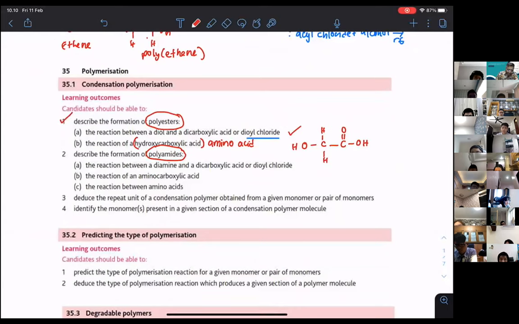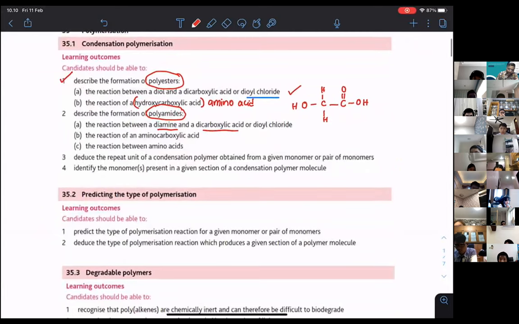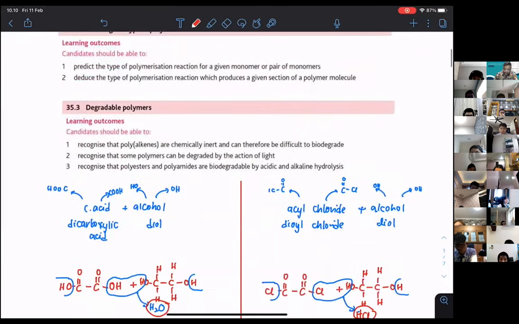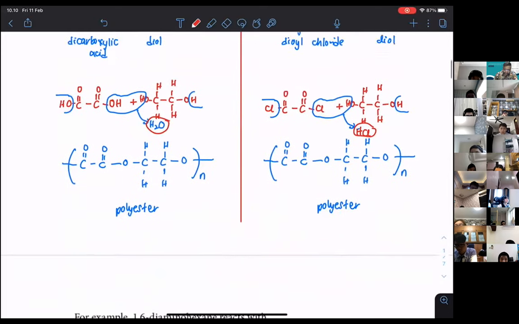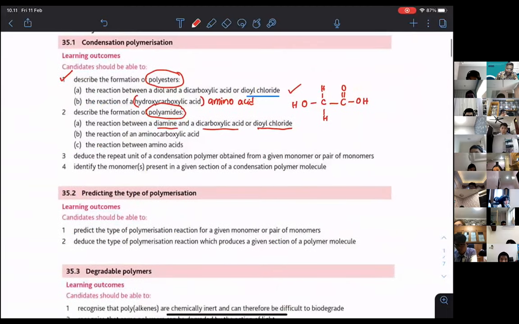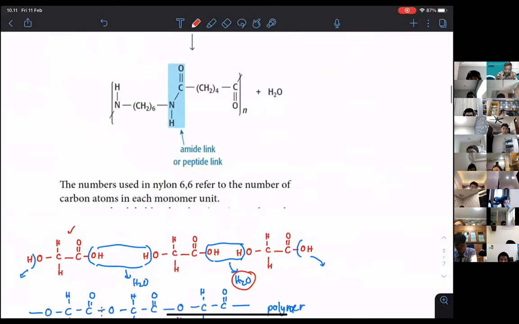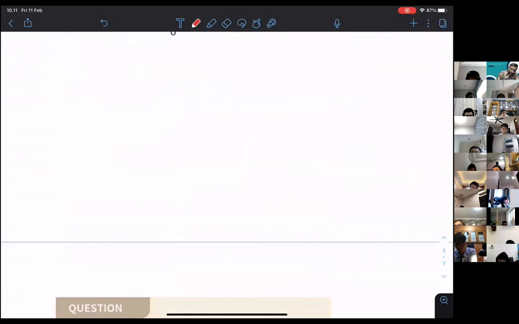And this one, between diamine and dicarboxylic acid, is done also. Diamine and dicarboxylic acid or the diol chloride, let's actually see. Here I discussed acyl chloride and alcohol. So let's actually talk about diamine and dicarboxylic acid. Let me write it over here. Diamine: you have C, then you have NH2. Let's say here, I have NH2, is a diamine.